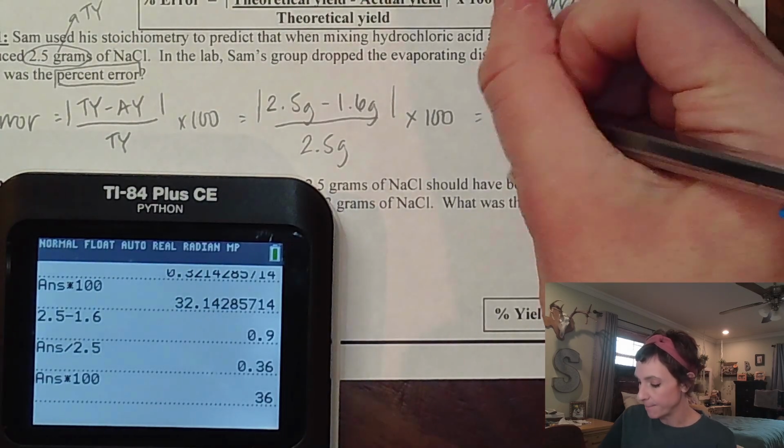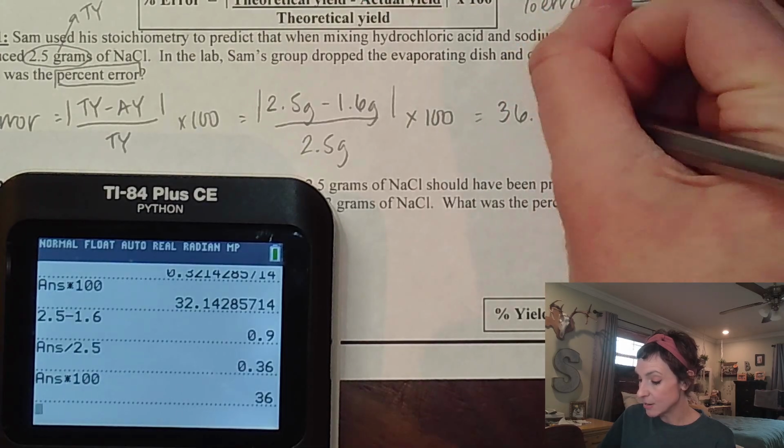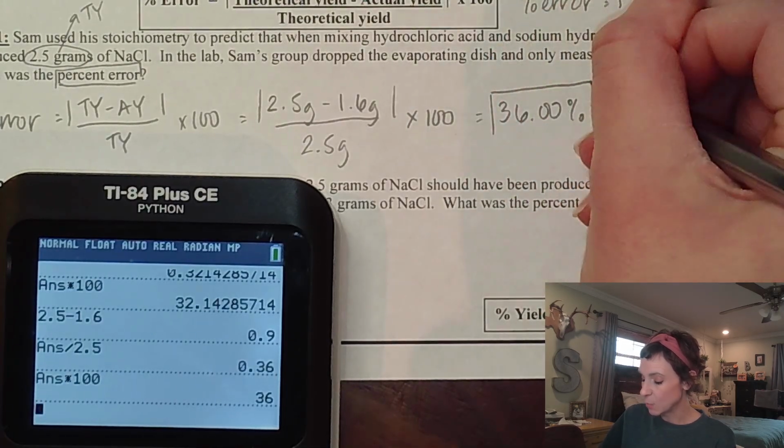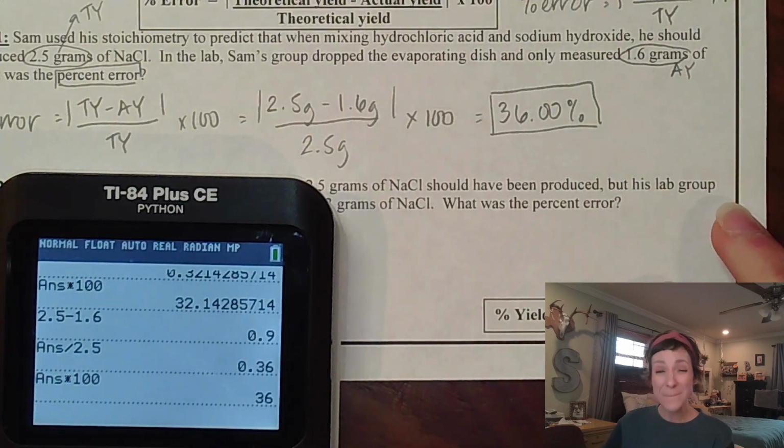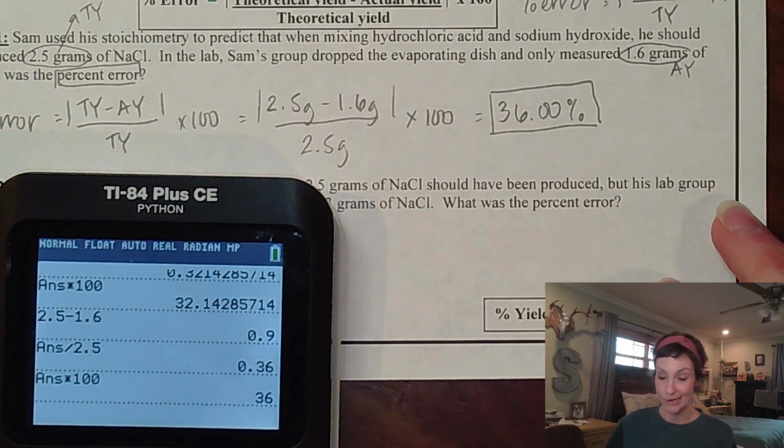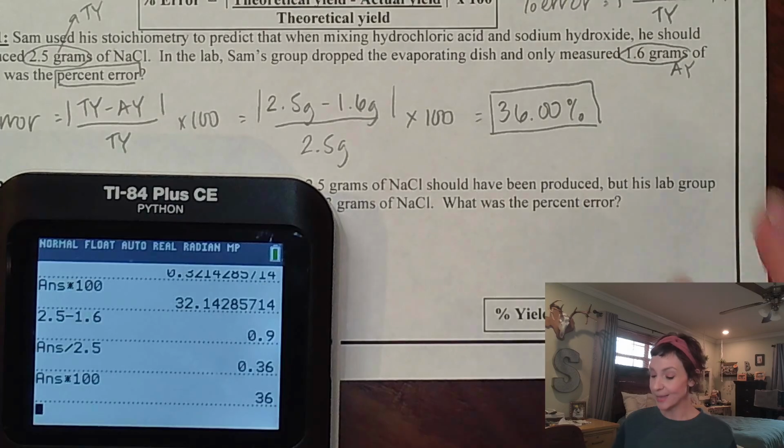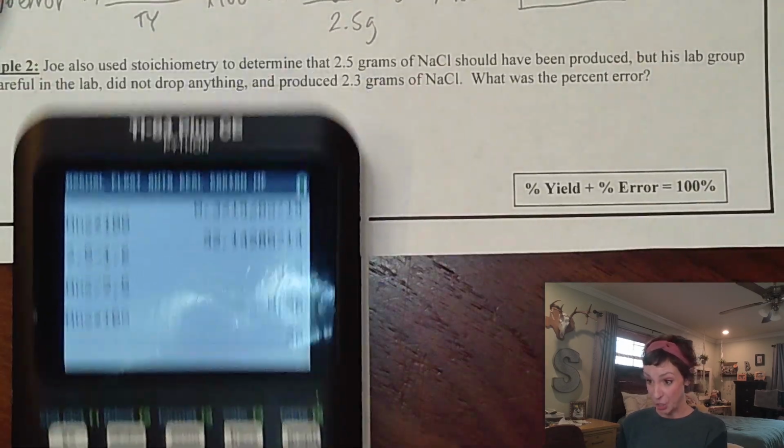So I'm going to write this down. 36.00%. So what does that mean? That is how much error out of 100% he had doing this lab. That is not great. Let's compare to see how that would be with Joe's group now.